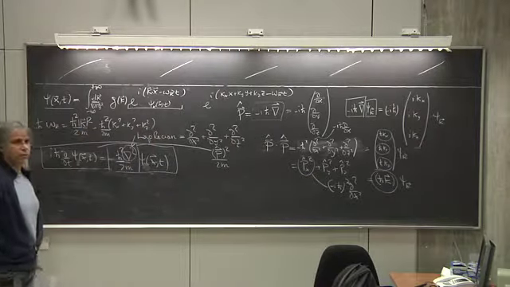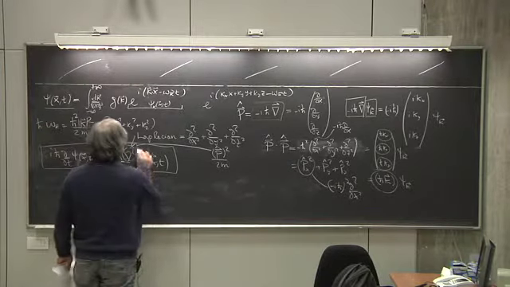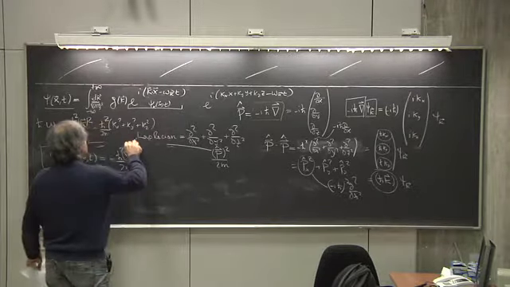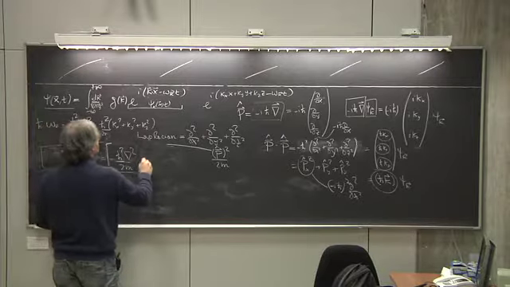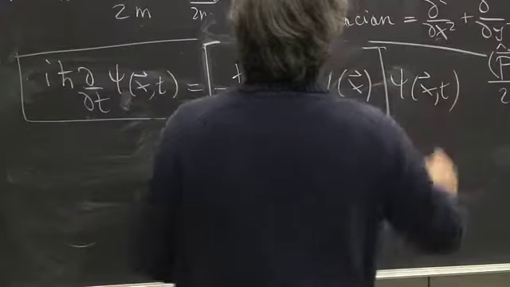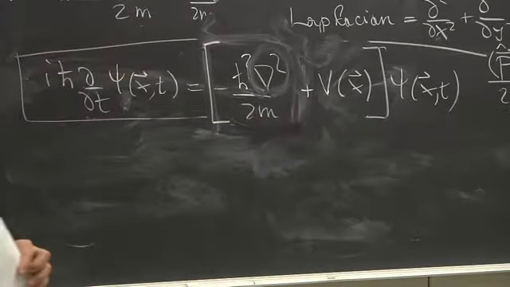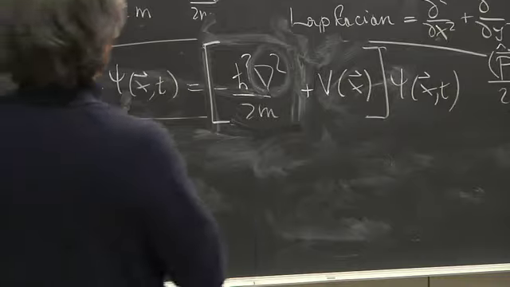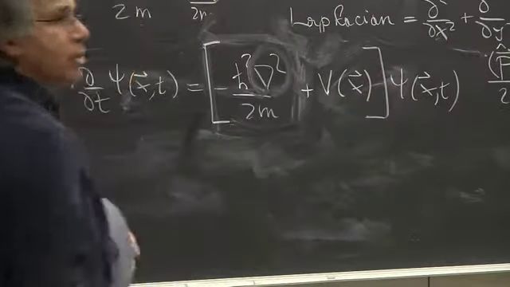If the particle is not free, so if together with kinetic energy there is also a potential energy, Schrödinger tells us the following thing, that I should solve this equation. Let me just make the thing cleaner. Plus v of x times psi of x and t. Okay? It's exactly the same kinetic part, but on top of that there is also a potential piece. This is the full Schrödinger equation for a particle in a potential v of x.